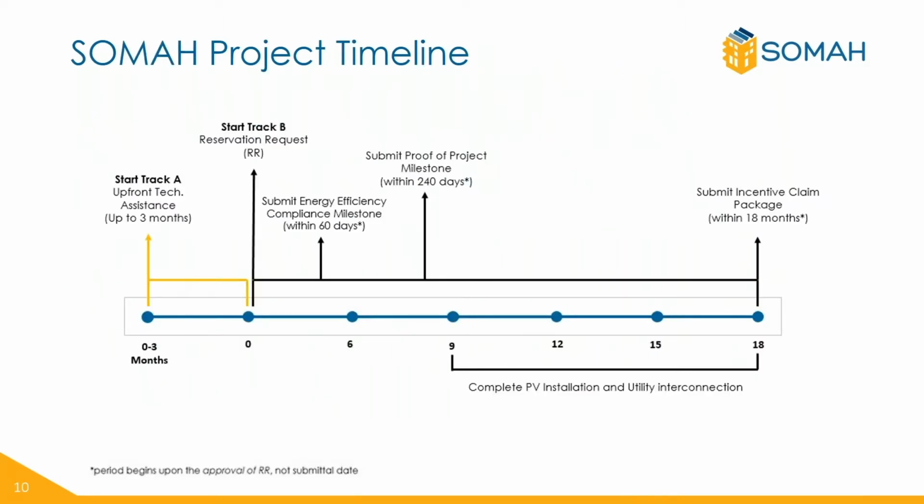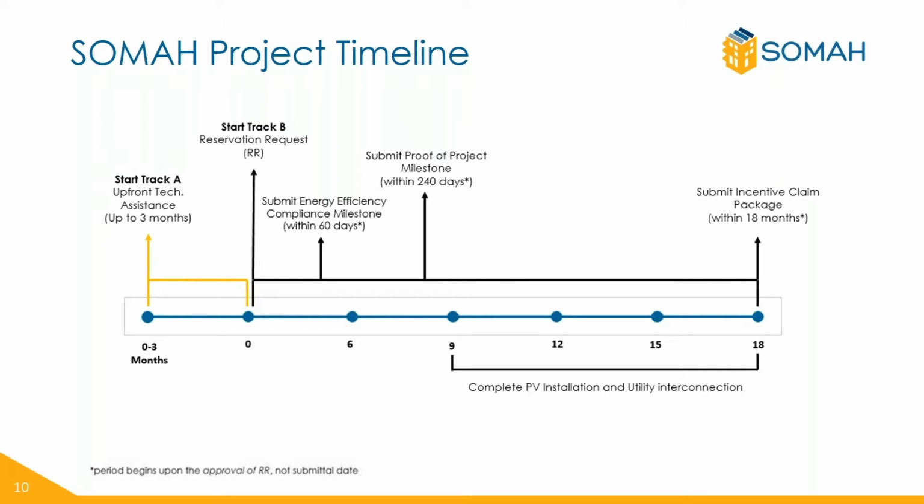And this graphic here shows the typical SOMAH project timeline. You can see Track A includes the 3-month upfront technical assistance period with the actual installation timeline starting once the reservation request package has been approved. After the reservation request package is approved, there is an 18-month time period for both tracks for the incentive claim package to be submitted. In between the reservation request package and submitting the incentive claim package, we have 2 requirements that must also be met.